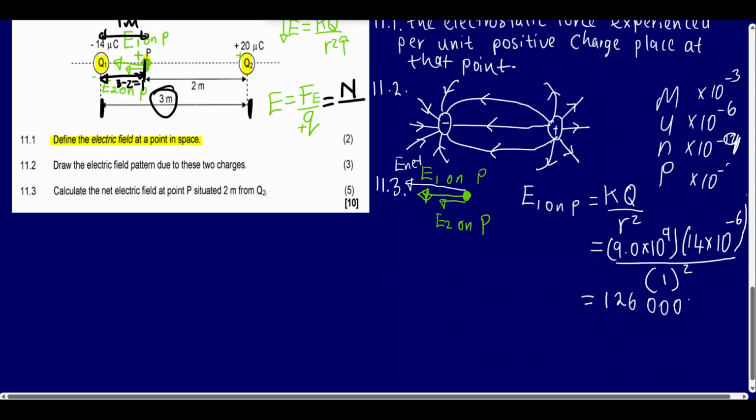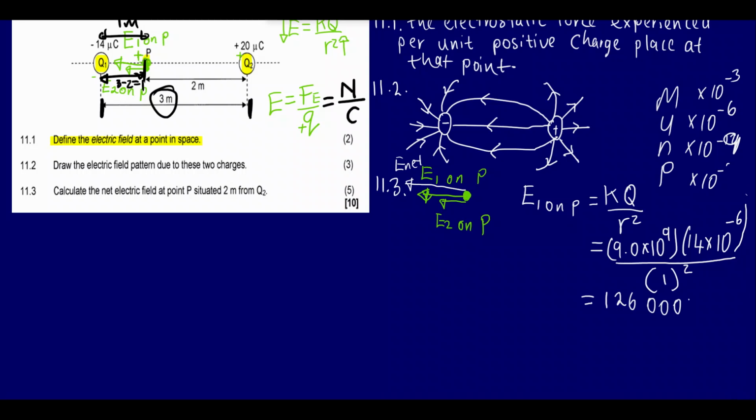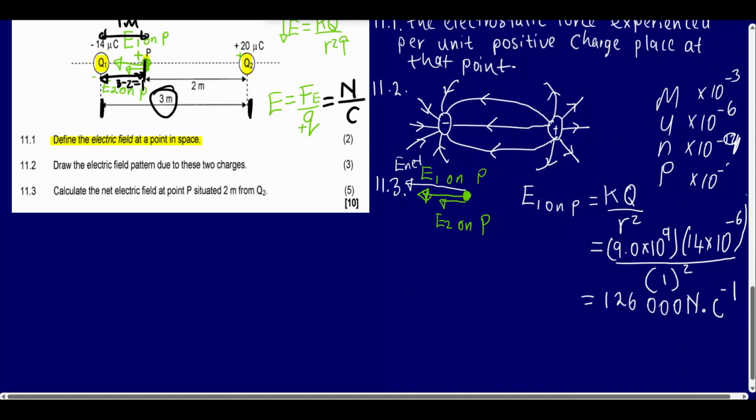If you forget the SI units, you would look at the formula at the back, and I think there's Newton and the charge is in Coulomb. So this is Newton per Coulomb. I'll write it like this. So don't forget the SI units, don't write newtons only. So let's get E2 on P.